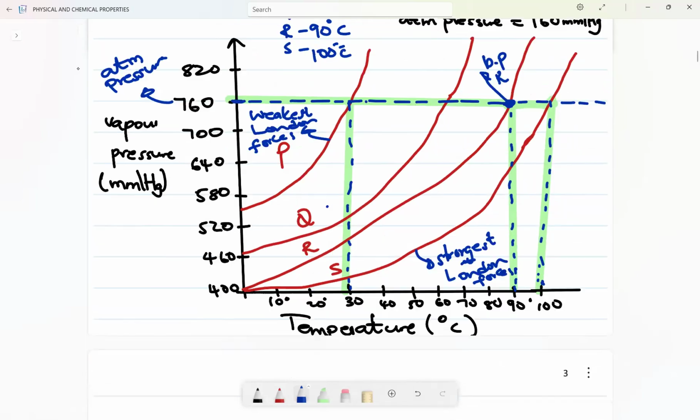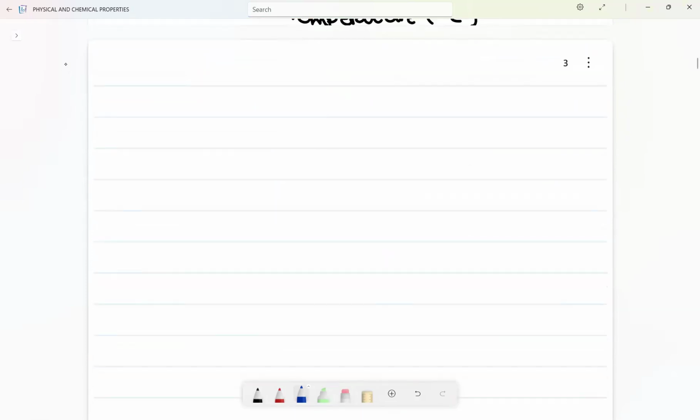Okay. Now, let's look at other types of graphs that we might encounter. Then we are done for the physical properties. We move on now to organic reactions. Okay. Now let's look at another graph here.